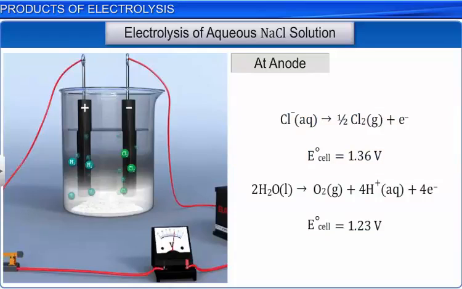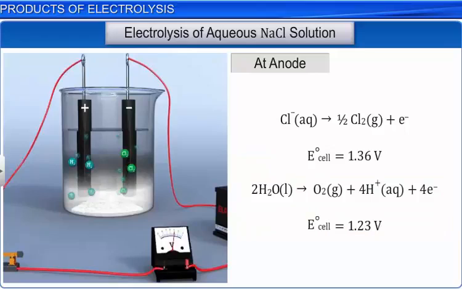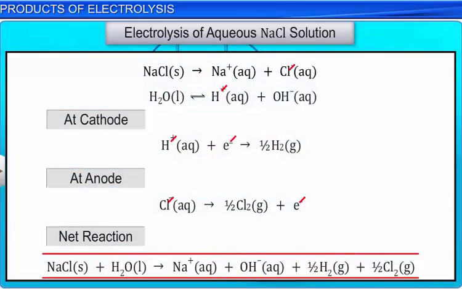However, the oxidation of water is a kinetically slow process. Hence, an extra potential called overpotential is needed for the production of oxygen. This explains why chlorine, but not oxygen, is produced during the electrolysis of aqueous sodium chloride. The net reactions of electrolysis of an aqueous solution of sodium chloride are as shown here.